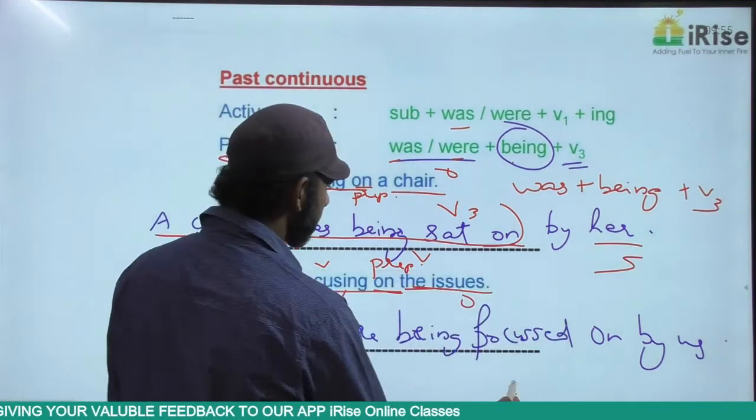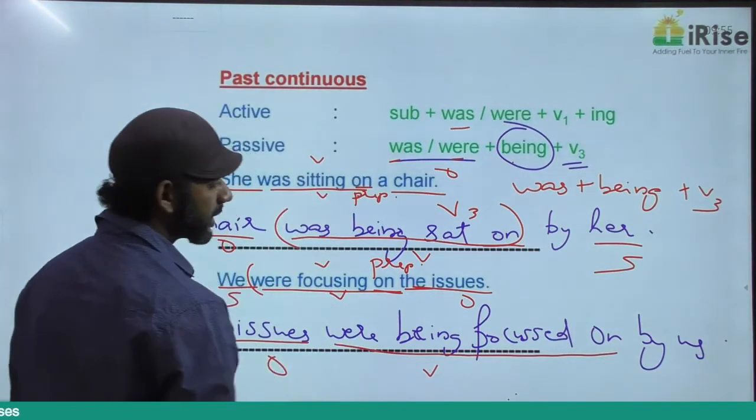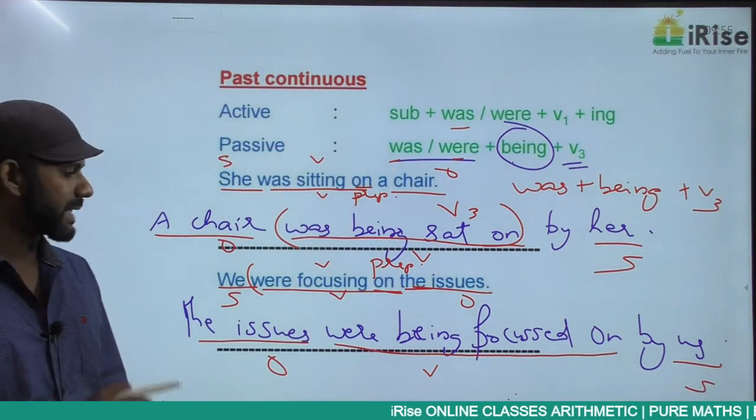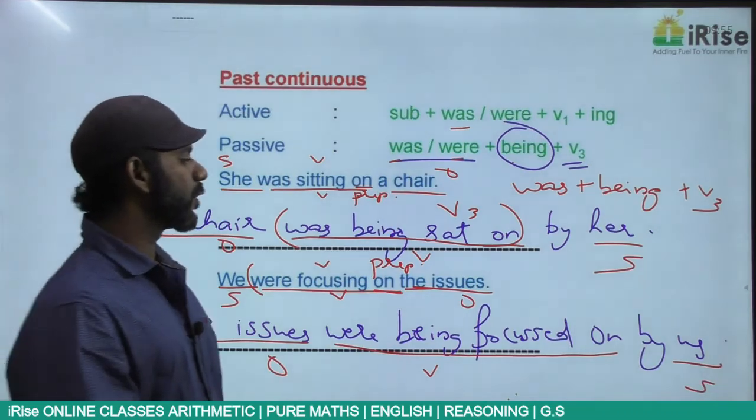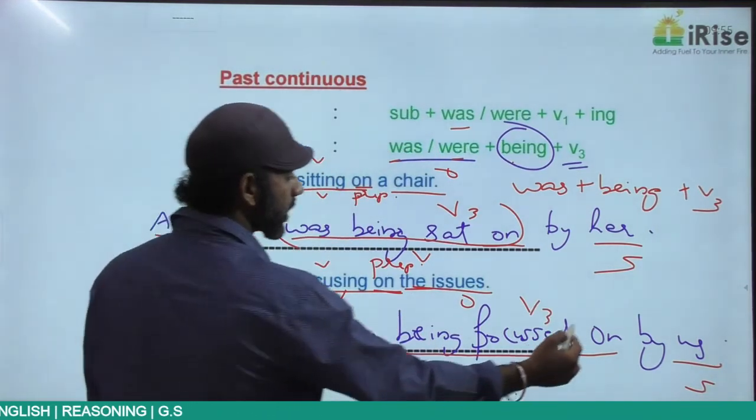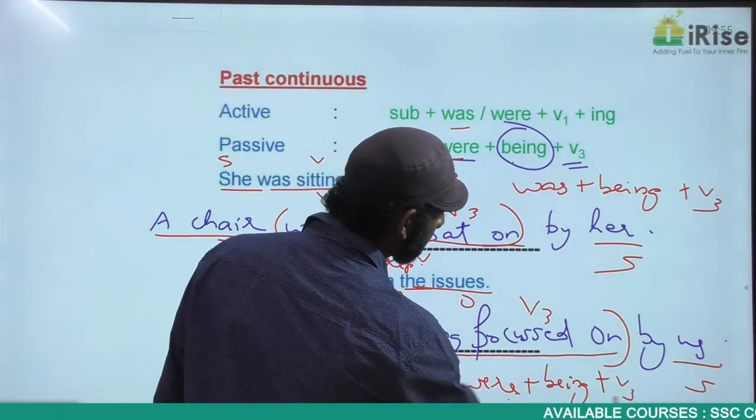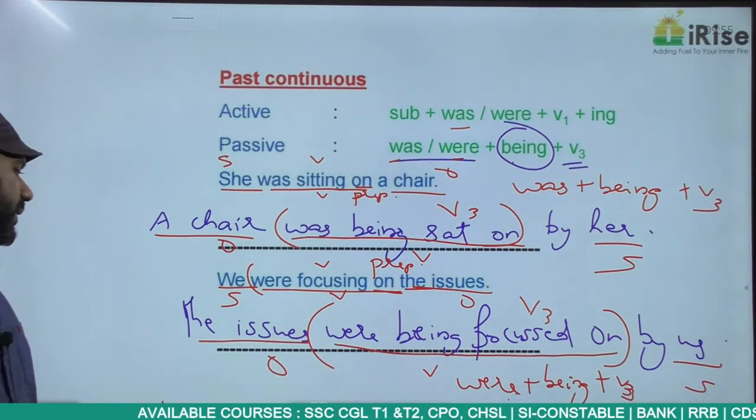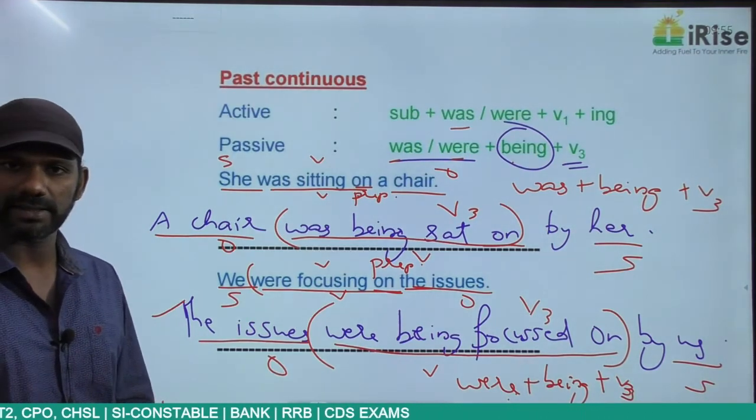The issues is the object here. Were being focused on is a verb here. Us is the subject here. Object, verb, subject, passive voice. Focus is both V2 and V3. Focus, focused, focused. In this case, focused is in the V3 form. The sentence is in the passive voice. So, were being focused on is were plus being plus V3, and were plus being plus V3 is passive voice, past continuous tense, grammatically correct. The issues were being focused on by us. Clear?